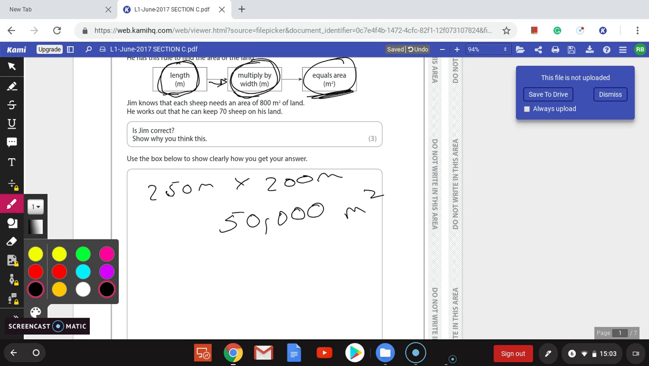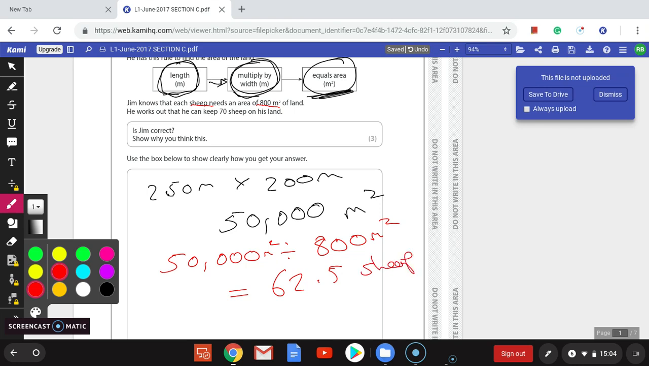Right, the next part of the question says Jim knows that each sheep needs an area of 800 meters squared. So what we need to do is take the total area of the field, divide it by 800 because that's how many meters squared one sheep would need. And that will tell us how many sheep can fit into that area of the field. And the answer is 62.5 sheep.